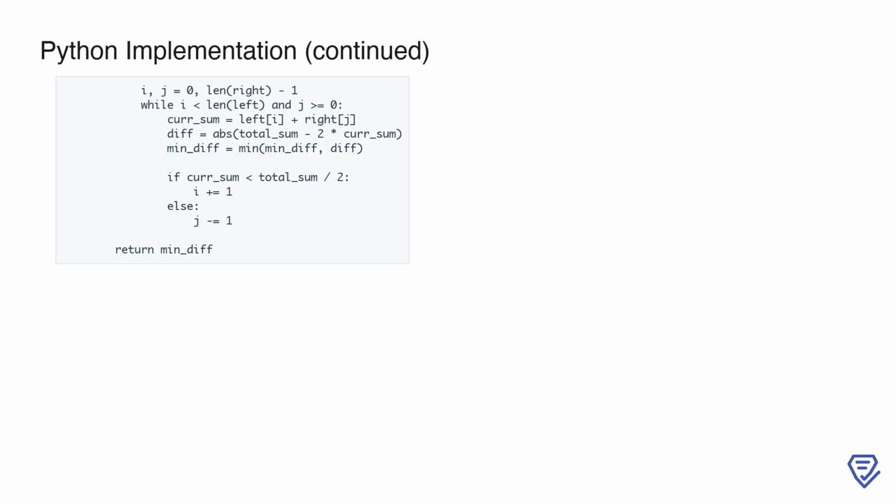To adjust the pointers, we check whether cur_sum is smaller or larger than half of the total sum. If it's smaller, we move the i pointer to the right to increase the sum, otherwise, we move the j pointer to the left to decrease the sum. This process continues until all relevant pairs have been evaluated. Finally, we return min_diff, which holds the smallest possible difference between the sums of the two partitions.